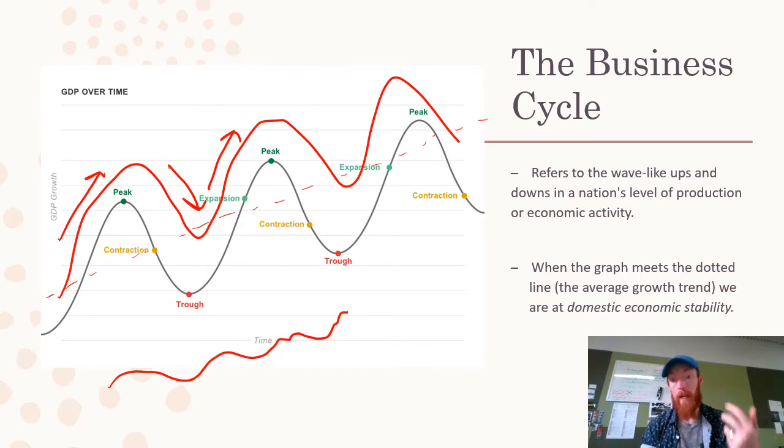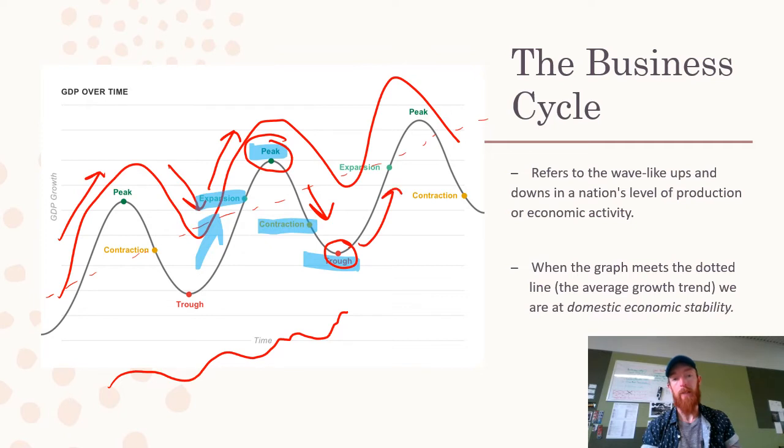We've got four main features of the business cycle that we're going to learn about on the next slide. So we have expansions, we've got contractions, we've got peaks and troughs. And so expansions refer to when economic activity is increasing. Peaks refer to when we are at the highest point before we start contracting. And troughs are when we're at the lowest point before we get back into an expansion.